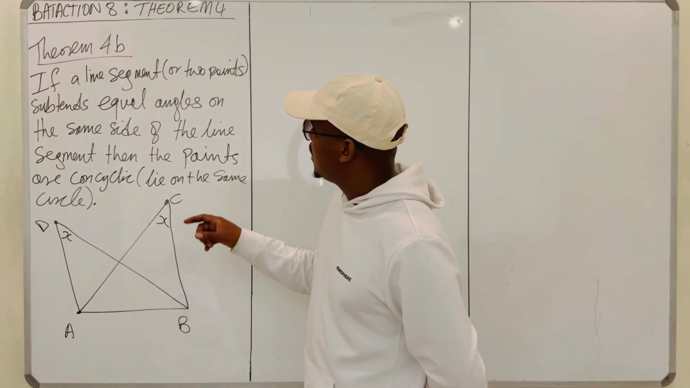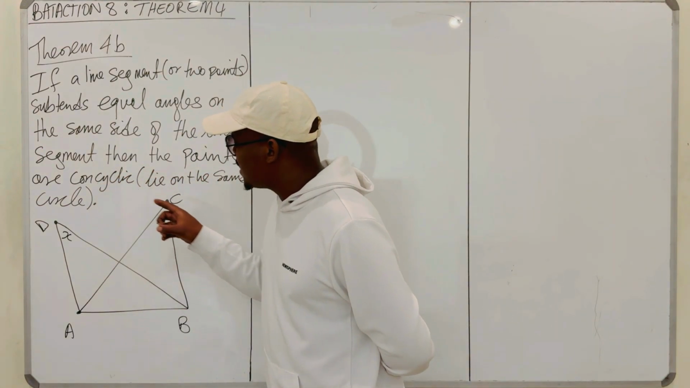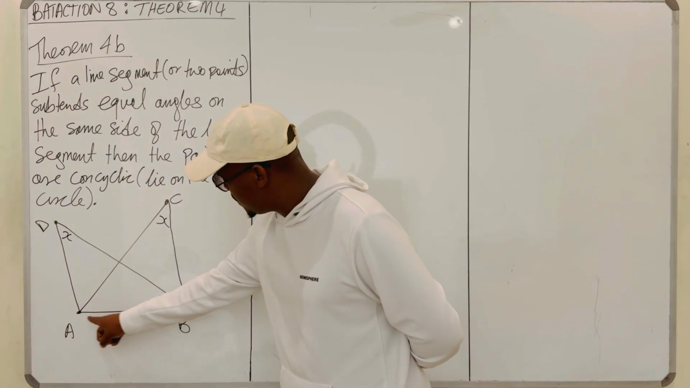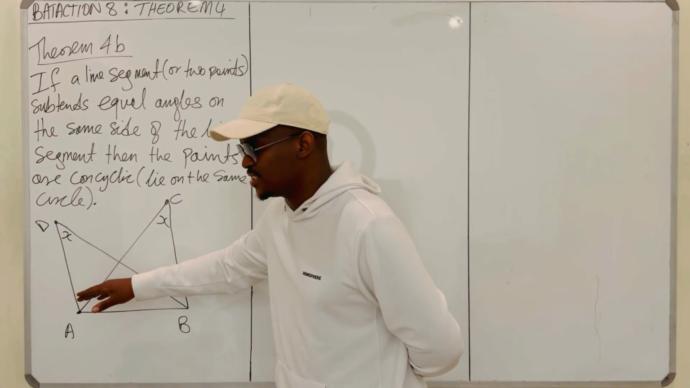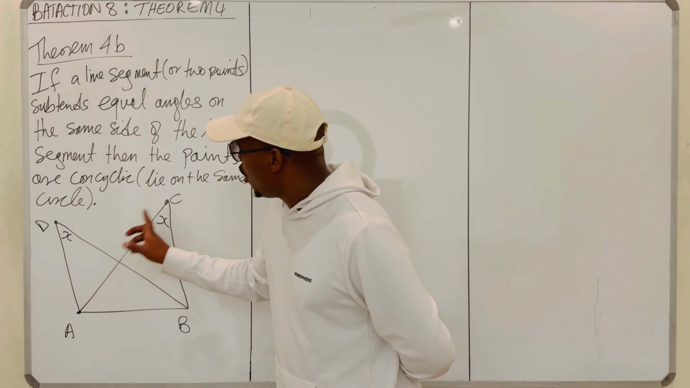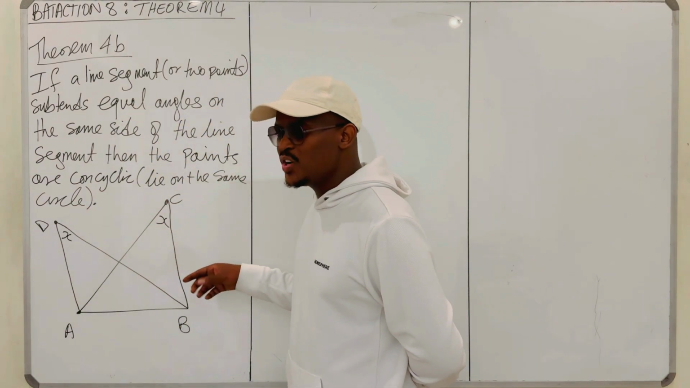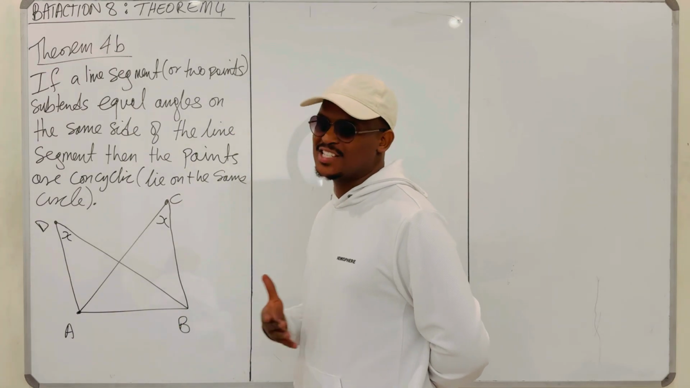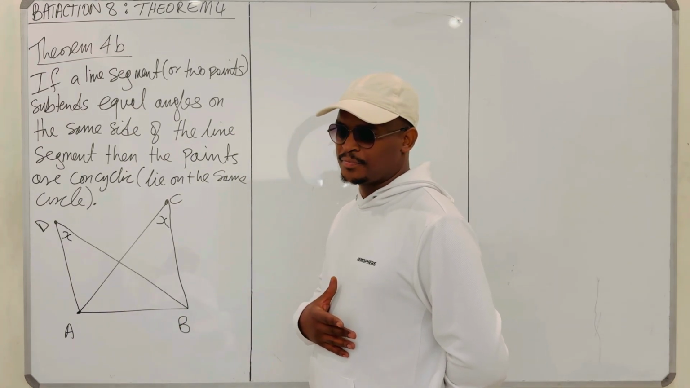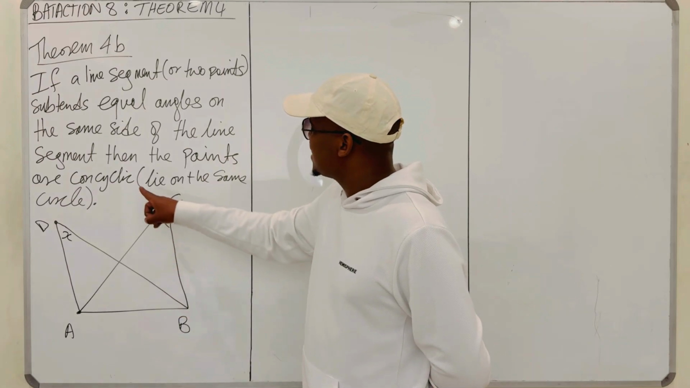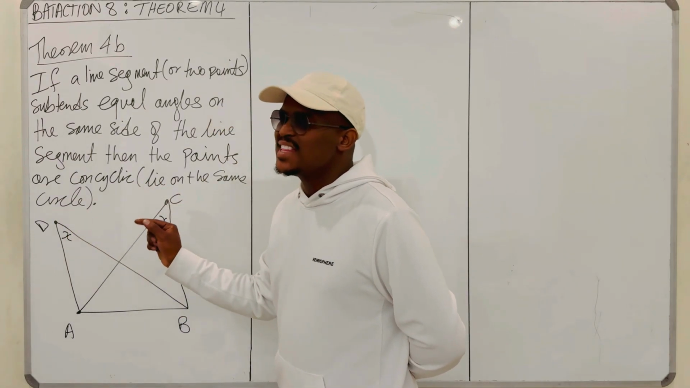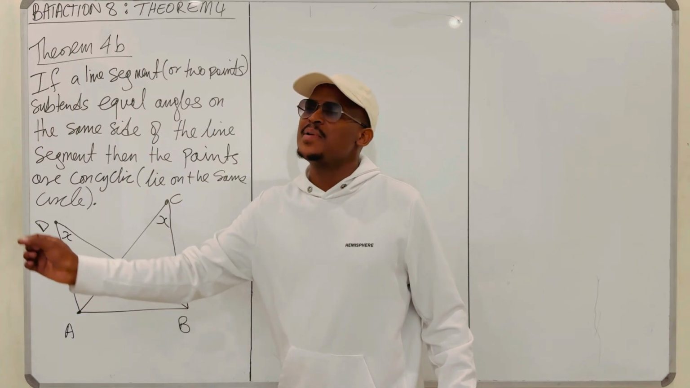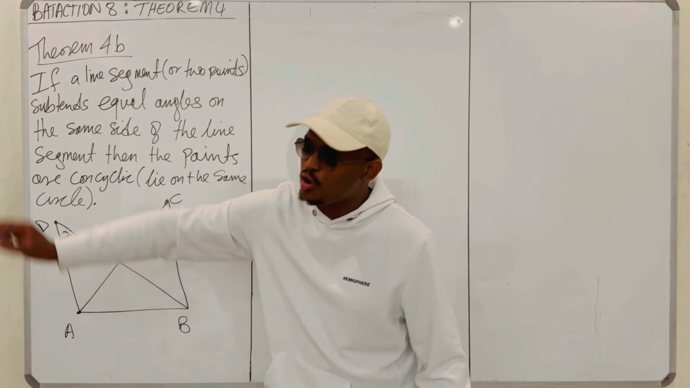So they're saying then all the points are concyclic. So if you have line segment AB that subtends two equal angles on the same side, then all the points at which the angles are subtended, including the end points of the line segment, will be concyclic. What does it mean to be concyclic? They lie on the same circle, which means they all lie on the circumference of one circle, which means there is a circle out there that we can draw so that it joins all of those points.